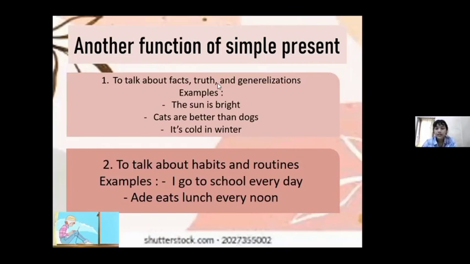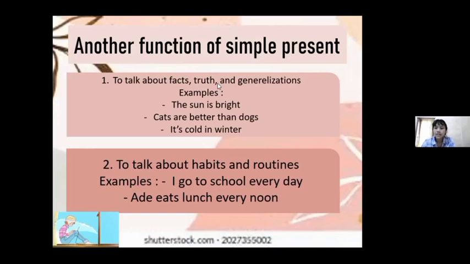The second example is cats are better than dogs. Now, mungkin Anda tidak setuju dengan pendapat saya. Saya membuat generalisasi tentang kucing dan anjing dalam contoh ini. Finally, the last example, it is cold in winter. Ini tergantung di mana Anda tinggal, but for a lot of people, or let's say for most people, it is cold in the winter. So that's the truth for some people.